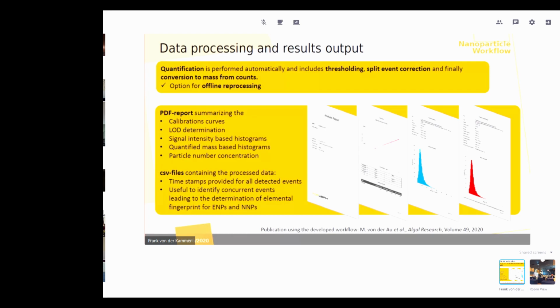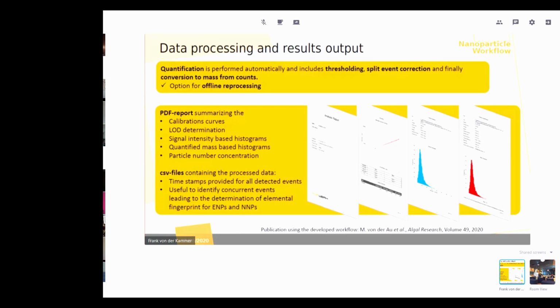You can offline reprocess all your data, so you can always go back to your original raw data file if you would like to look up new elements, if they're existing in your sample or not. This is all stored in the background, and then you actually get a PDF report on calibration, limit of detections, signal intensity and mass-based histograms of your particles, and of course calculation of particle number concentration.